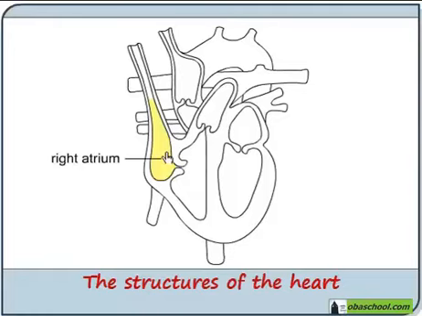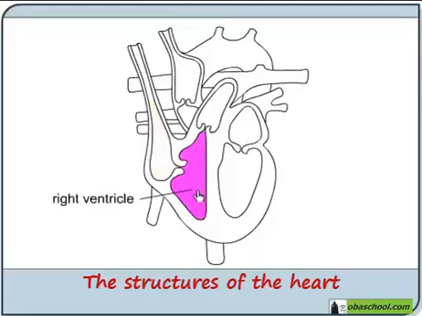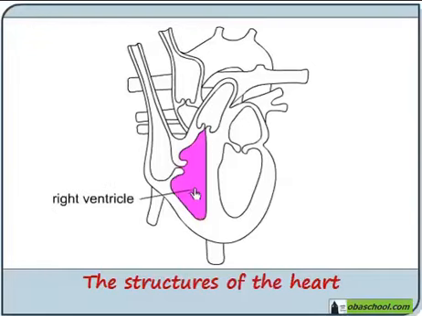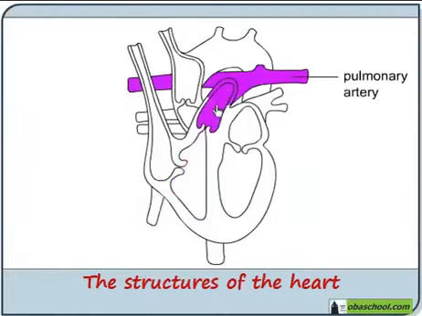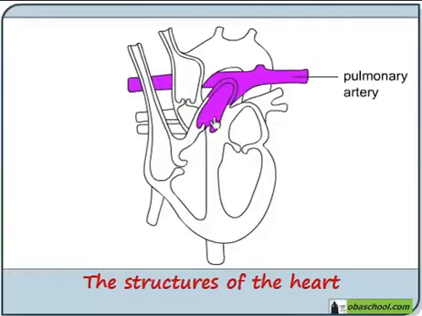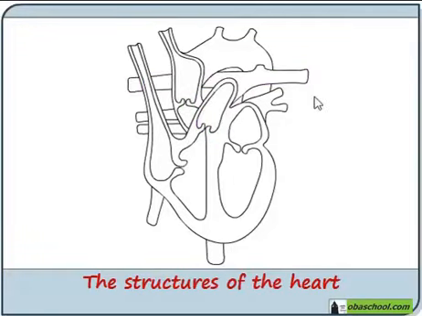Then the right atrium is going to contract, pumping blood to the right ventricle through the atrioventricular valve. And now the right ventricle is going to contract so that this blood goes through the pulmonary artery through the semilunar valves. This blood is going to go to the lungs to get oxygenated.